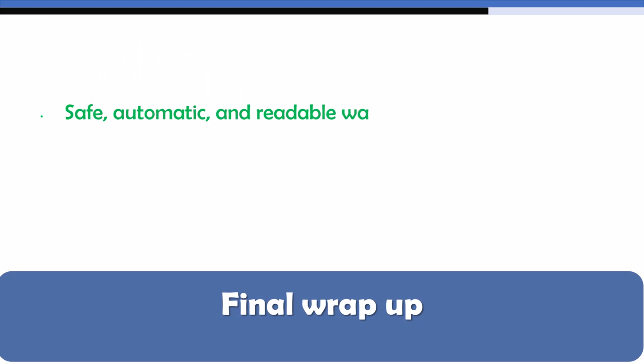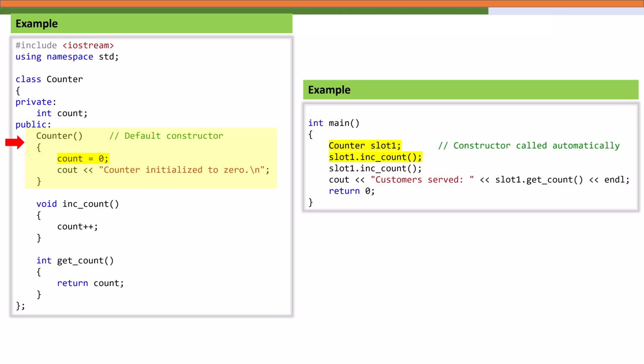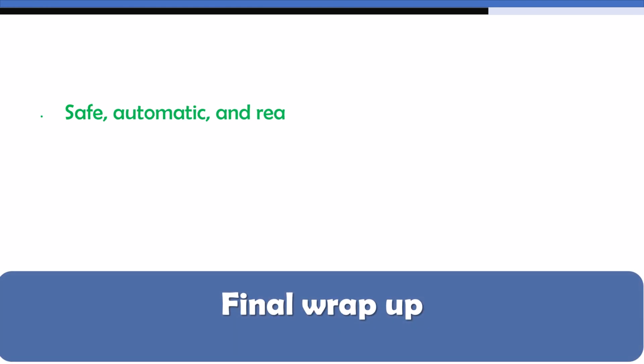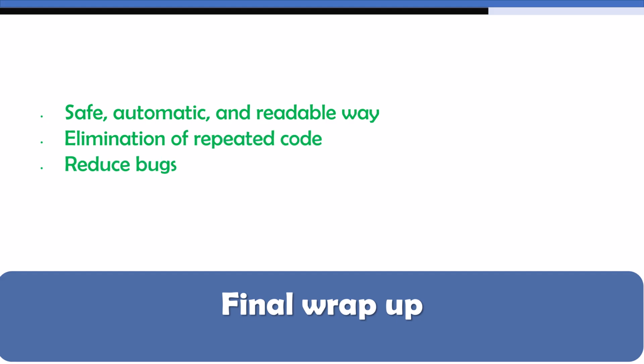Now imagine we had multiple counters for each hour, for example the 8 to 9 am slot, then the 9 to 10 am slot, the 10 am to 11 am slot, and so on. With constructors, each one starts cleanly at 0 without us writing a single extra line of setup code every time for each slot. So constructors give us a safe and automatic way to initialize objects. They eliminate repeated setup code, and this reduces bugs from, maybe, uninitialized data. Next, we will look at destructors, the counterpart that handles the object cleanup.